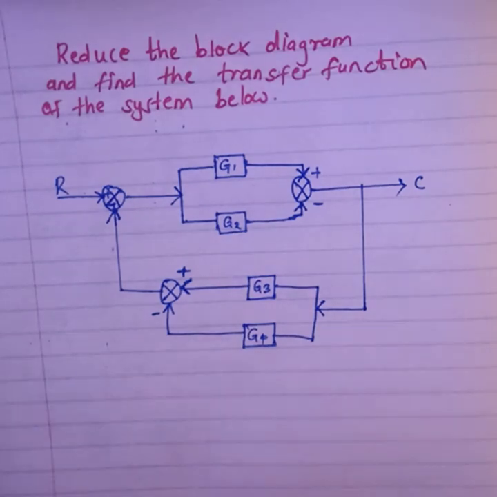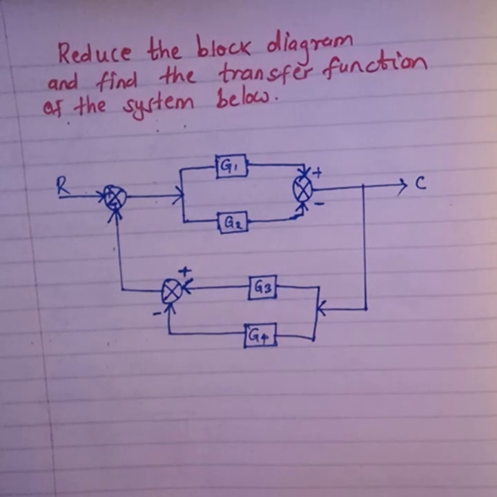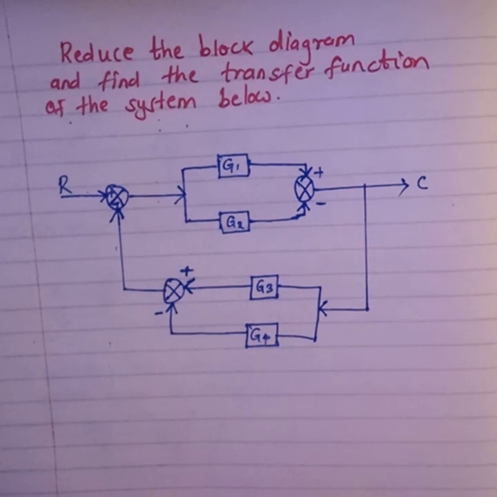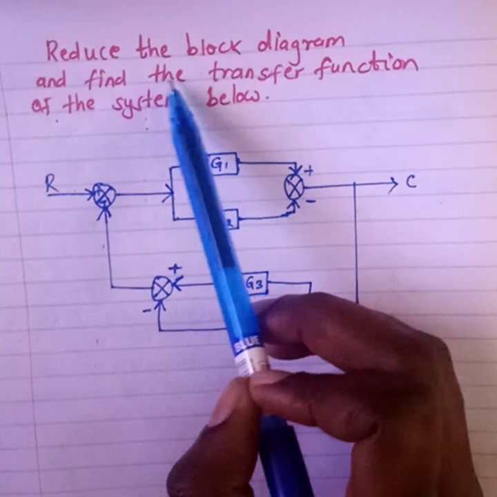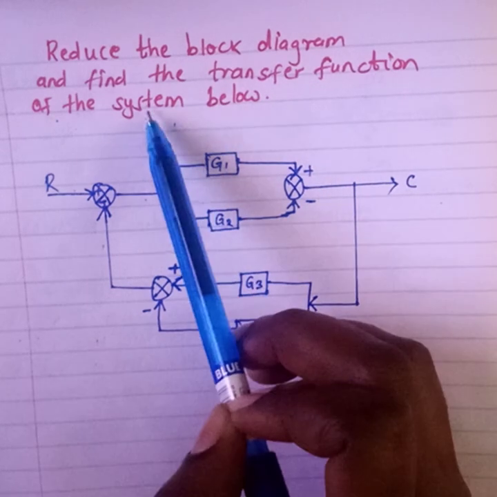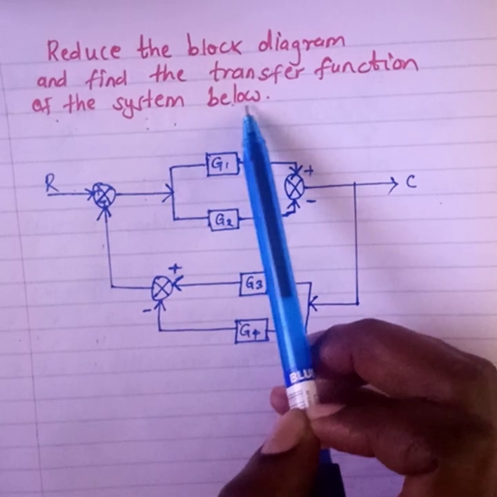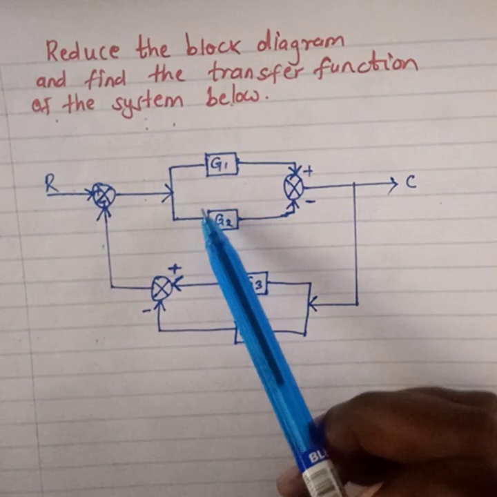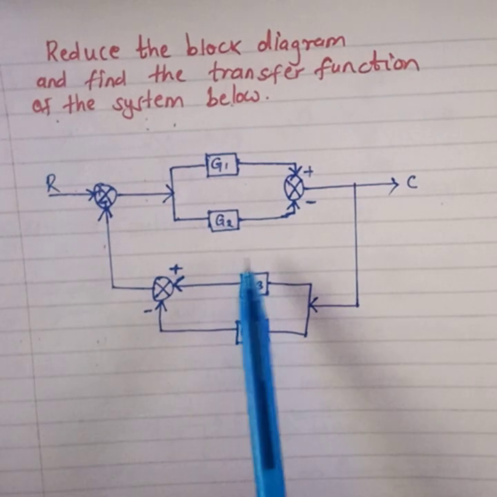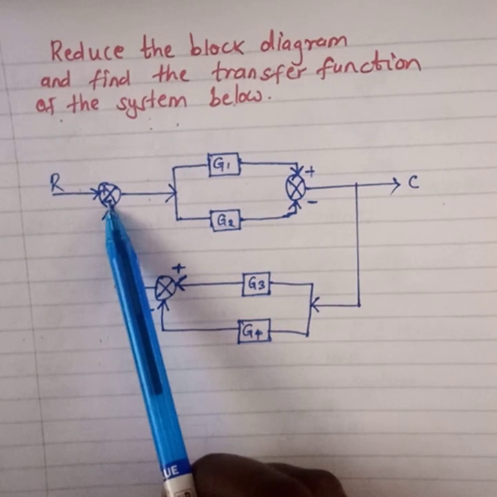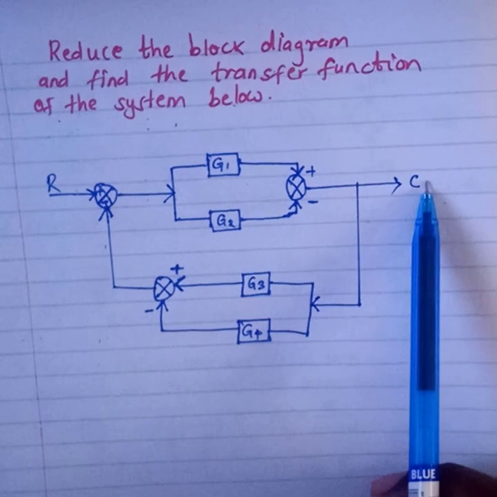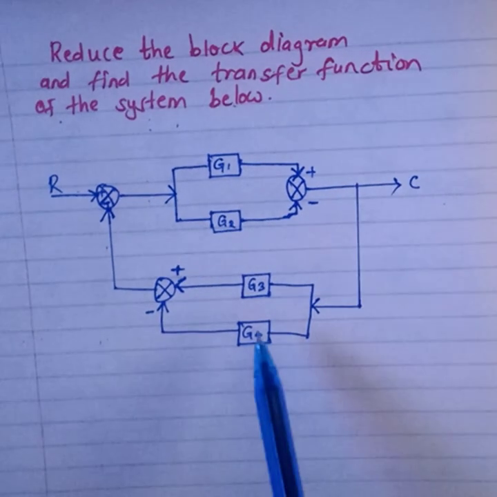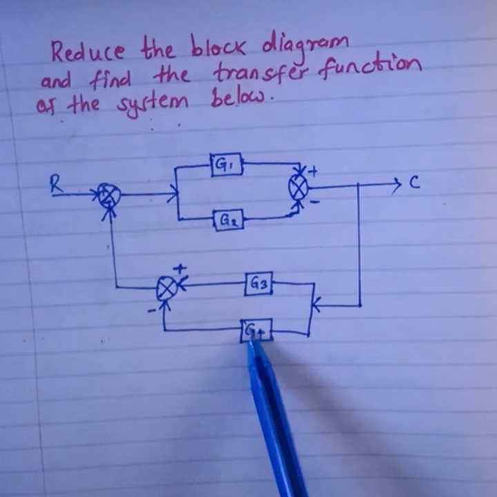Hi, let us look at an example on how we apply the block diagram reduction techniques. So we are told to reduce the block diagram and find the transfer function of the system that is shown here. In this case, I have this kind of a block diagram. It has the input, it has this block, the other block, it has the output. Then on the feedback path, we have two blocks like that.